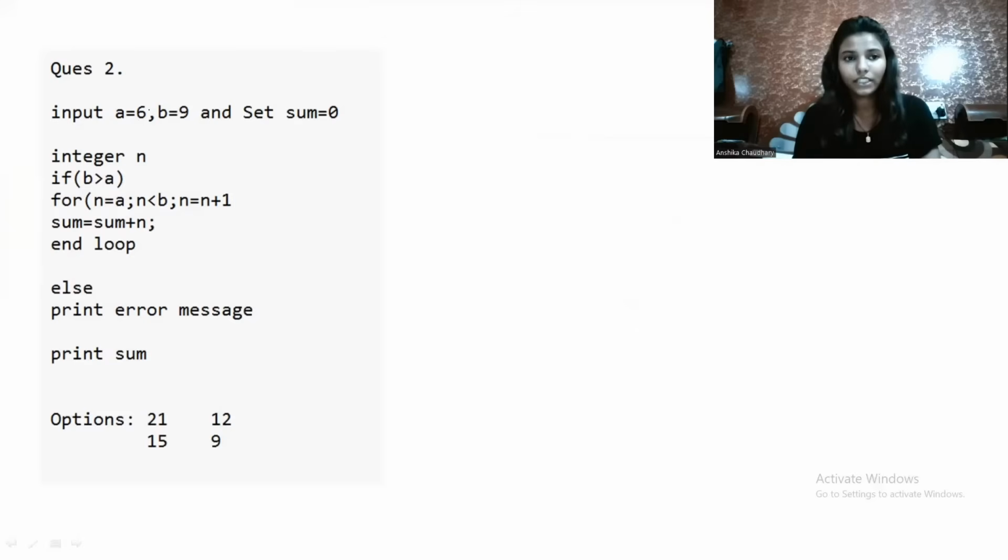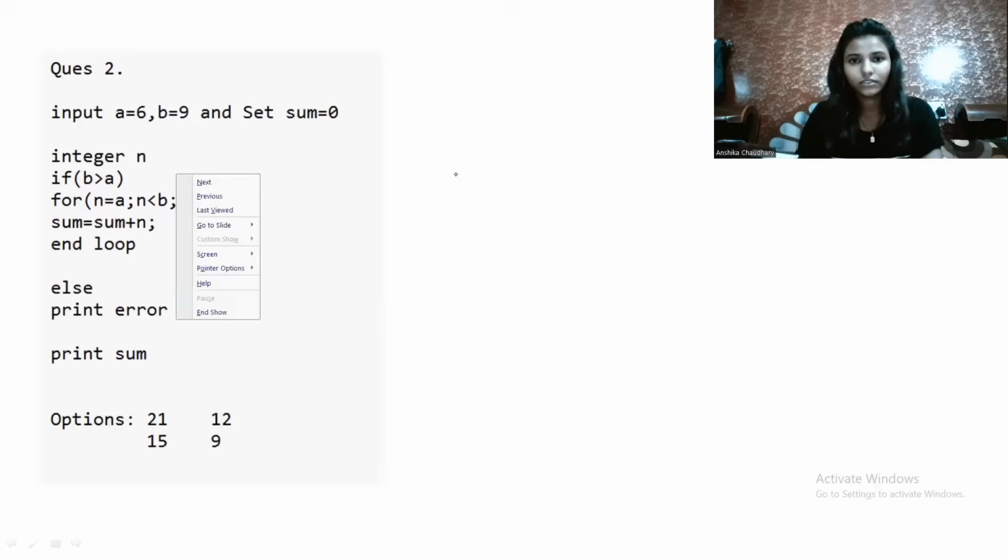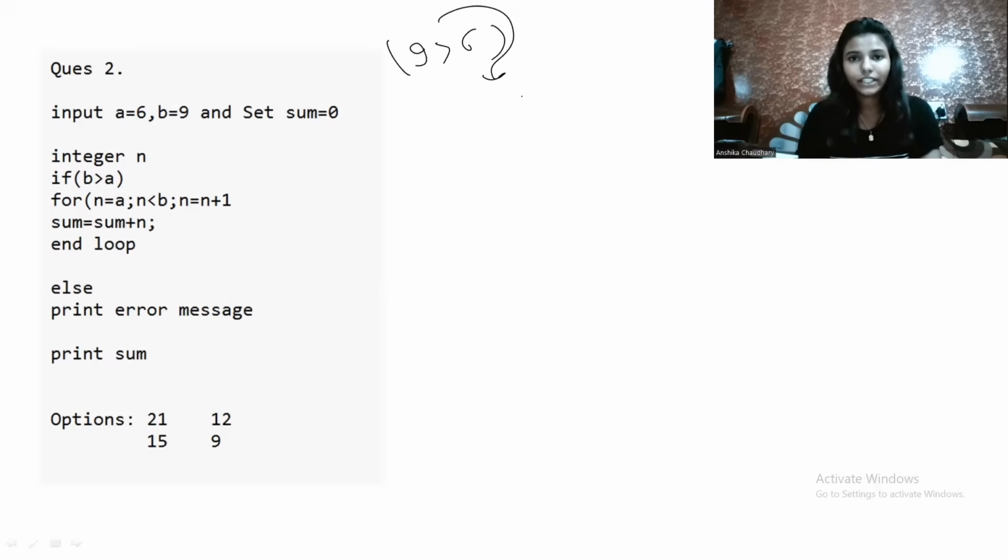So there are some integers having some values. A assign 6, B assign 9, and sum assign 0. So integer n, and if v is greater than a. So there is a condition. If v is greater than a, so what is the value of v? V is 9. Yeah. So what is the value of a? So v is 9, which is greater than a, 6. Yes, the condition is true. So we will come into the if part.